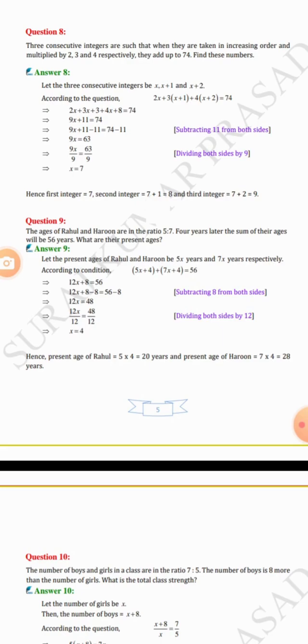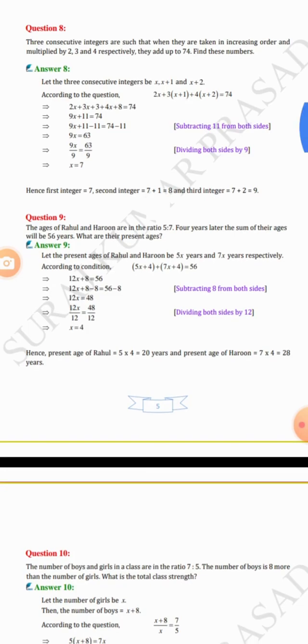According to the condition, 5x plus 4 plus 7x plus 4 is equal to 56, and then we get 12x plus 8 is equal to 56. Subtracting 8 from both the sides, we get 12x plus 8 minus 8 is equal to 56 minus 8. Then we get 12x is equal to 48, and then by dividing by 12 on both the sides, we get 12x by 12 is equal to 48 by 12. Then the value of x is 4.